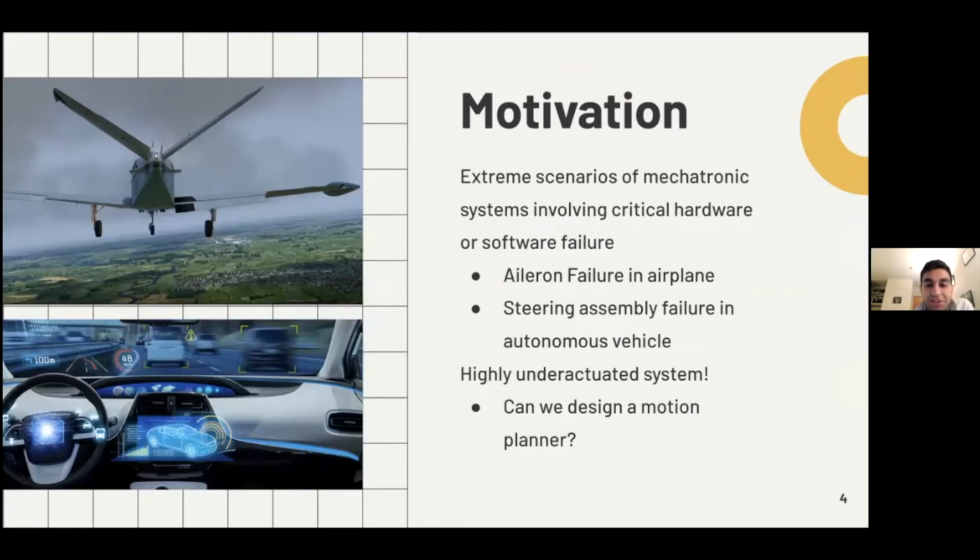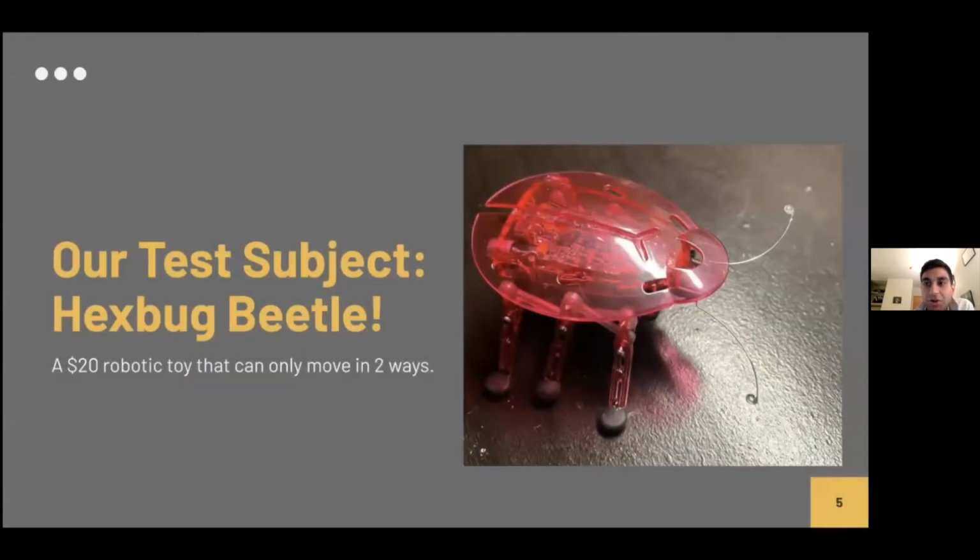And so our real challenge is, when we're given these sort of highly underactuated systems, what is the best way for us to go about designing a motion planner? And the test subject of choice that we've decided to use to simulate these highly underactuated systems is the hexbug beetle. We thought it would be a very powerful exploration and mapping robot for small spaces unreachable by larger mobile robot platforms. It's really a $20 robotic toy, designed for kids at the end of the day. But it does have some unique limitations, and it can only move in two ways.